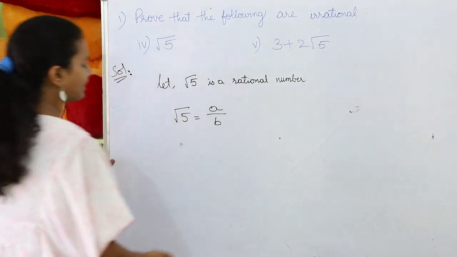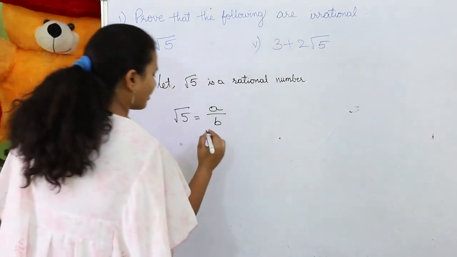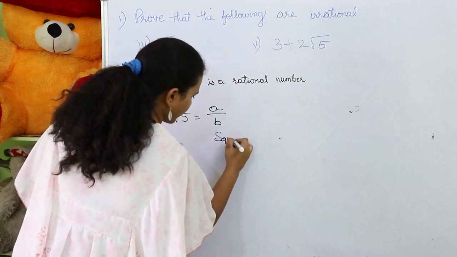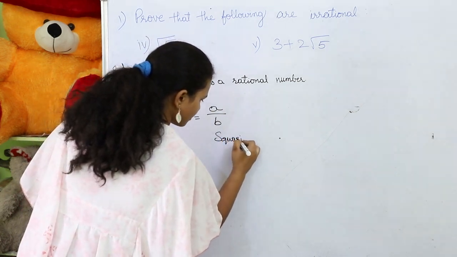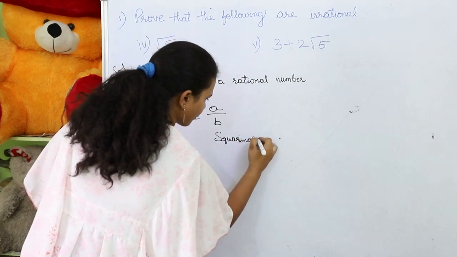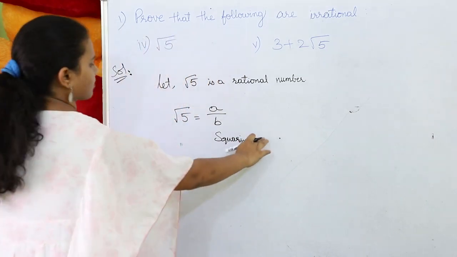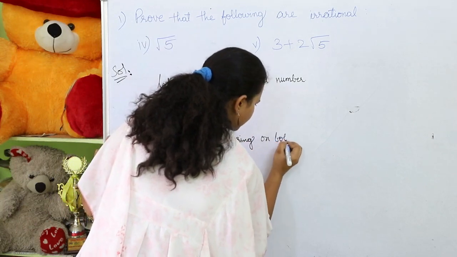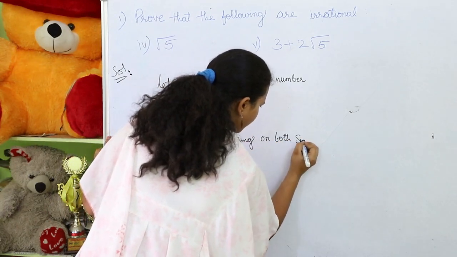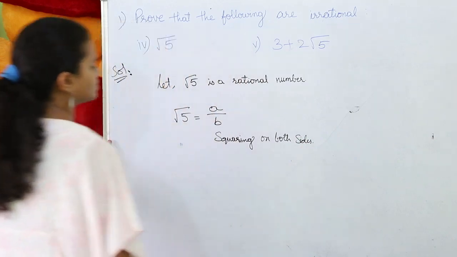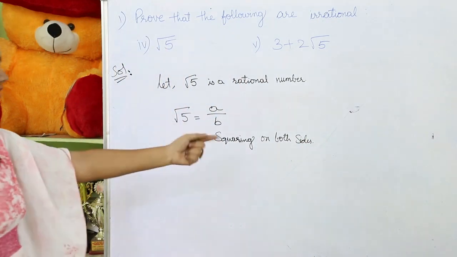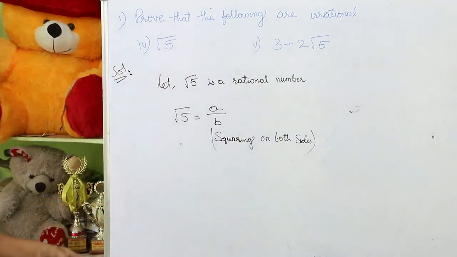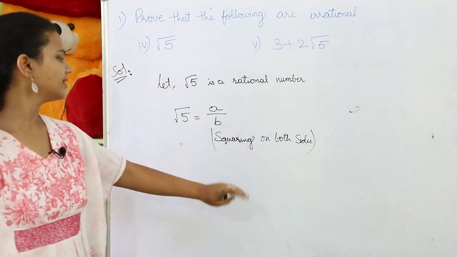Now the next step is to square on both sides. Squaring on both sides. But while writing in the exam, you write the full form. Don't write SOBS, you won't get marks for it. So now here you are squaring on both sides.